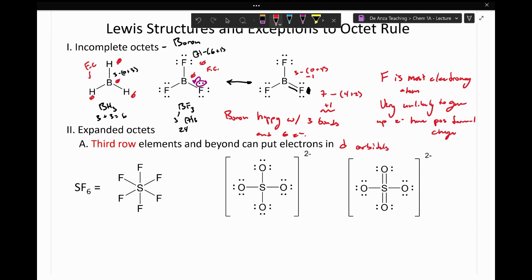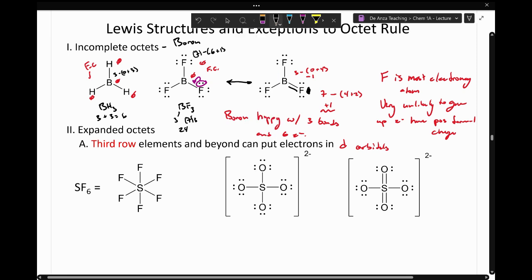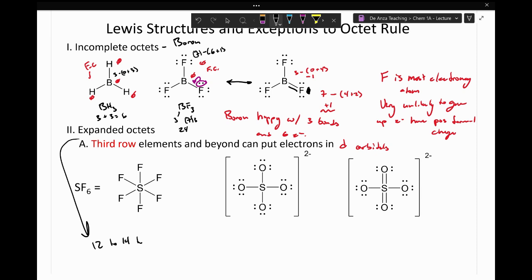And when I say an expanded octet, what I'm talking about is that each of these is getting, I'm just going to loop it down here, 12 to 14 total electrons that it gets to, quote unquote, own. So it's going to be forming, in most cases, more than 4 bonds.